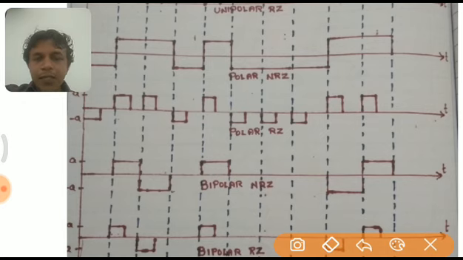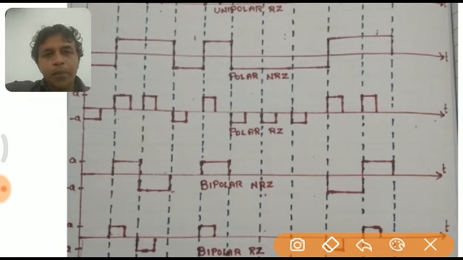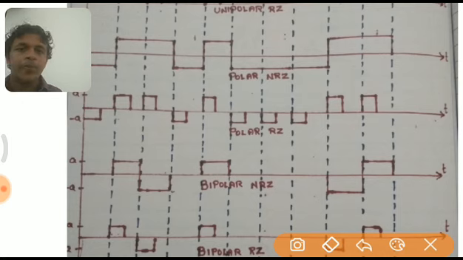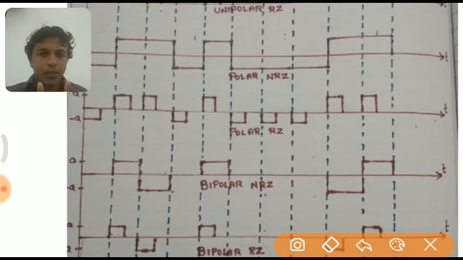Okay, now the next technique is bipolar non-return to 0. So what happens in bipolar non-return to 0? Bipolar means, bi means 2, so 2 polarity. So the bit 1 is represented by 2 polarities, alternatively. So positive amplitude level in one condition, and for the next bit value of 1 it is represented by negative amplitude level, and for the next bit value of 1 it is represented by positive amplitude level. So the amplitude level of bit value 1 is alternated.